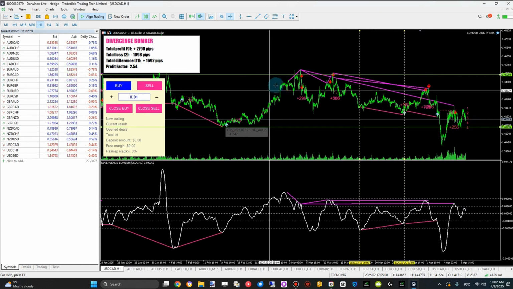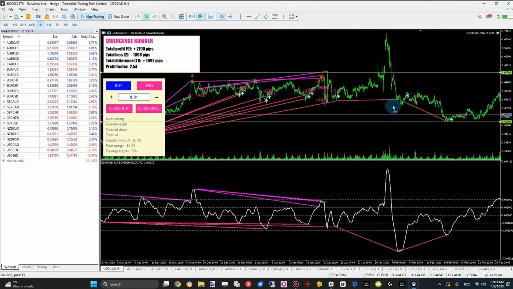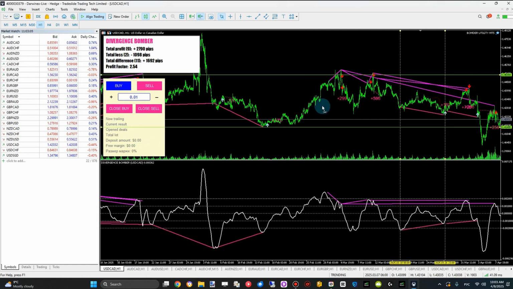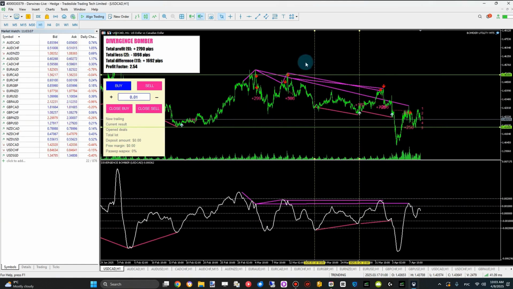Here, the potential for price movement was small, and we earned, roughly speaking, only about 258 pips. Here, there are great potentials for movement. Here, on the price chart, of course, there can be various situations. We are only talking about one price chart here. Here, we earned 1,692 pips. On this price chart, our profit factor was 2.54. This indicates that our profits are 2.5 times greater than our losses.